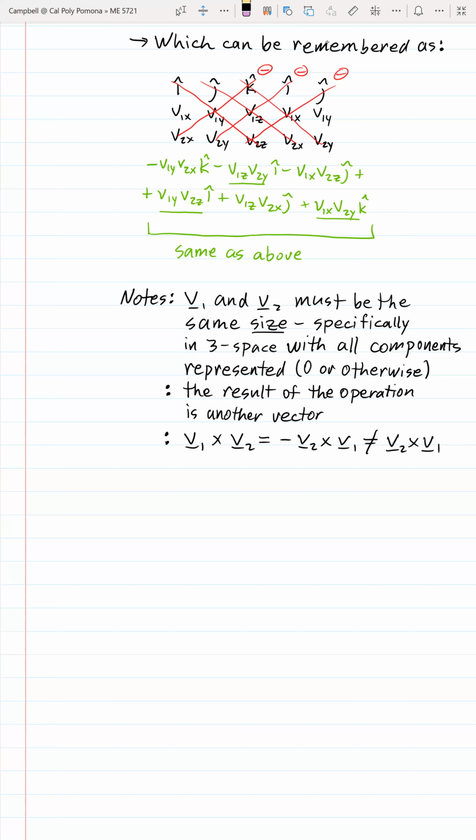So let's go ahead and look at an example. Let's say that we have V1 crossed into V2, and in the three space, inspiration for this discussion, let's have V1 be 1, 2, 3, and let's have V2 be, and I am sure you will all be shocked, 4, 5, and 6.